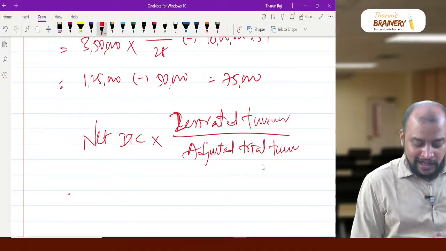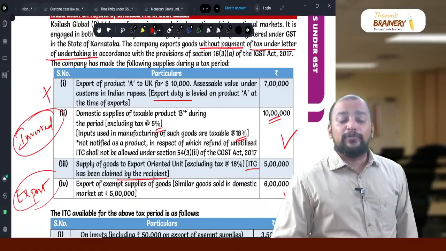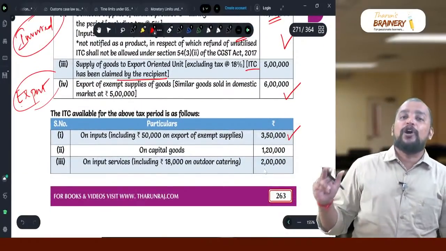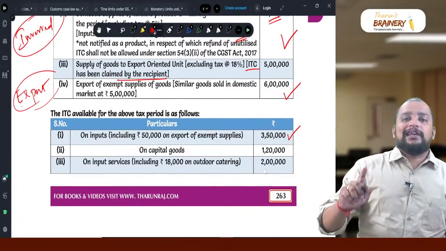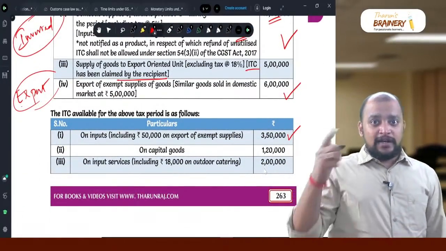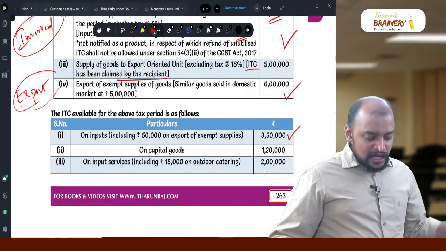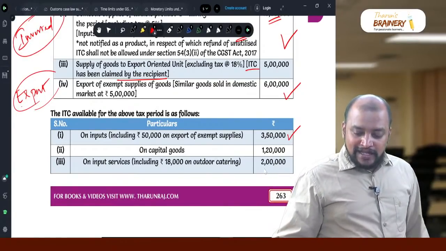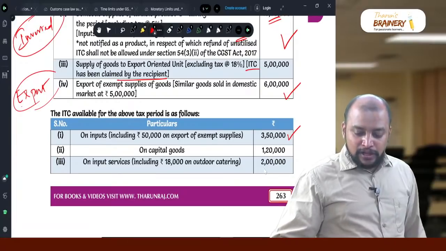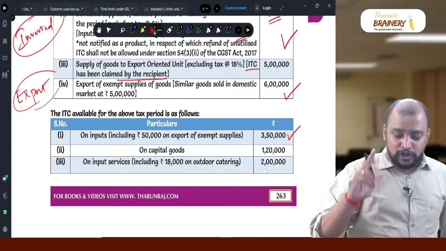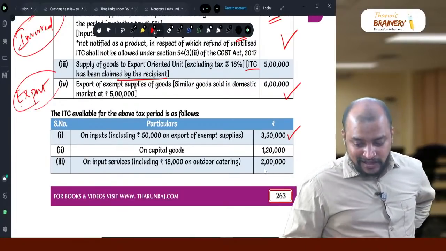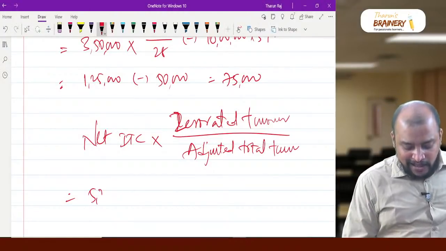So what will be the net ITC? When you take net ITC, you take both inputs and input services, but excluding blocked credits. Only match credit should be taken here. Blocked credit should be excluded. Therefore inputs 3,50,000, input services 2 lakhs, and take out blocked credit 18,000. And remember, only match credit should be taken. In exam, if match credit is given, that match credit should be taken: 5,32,000.